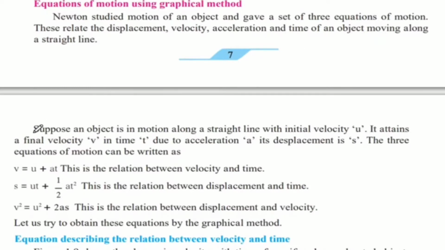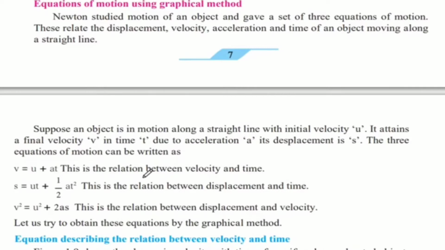Suppose an object is in motion along a straight line with initial velocity u. It attains final velocity v in time t due to acceleration a. Its displacement is s. The 3 equations of motion can be written as v is equal to u plus at.